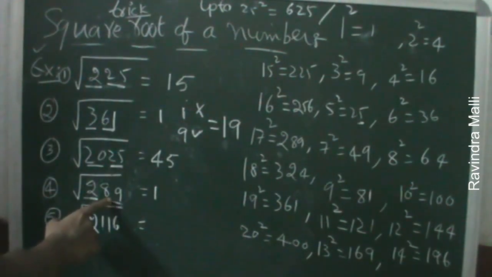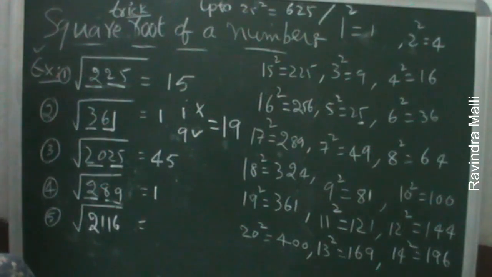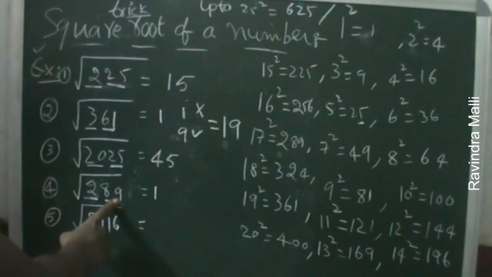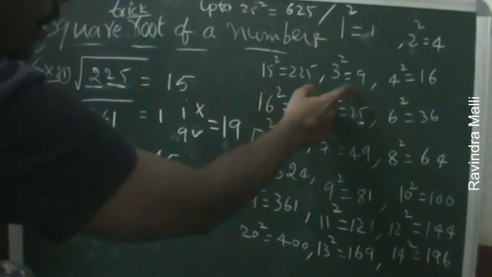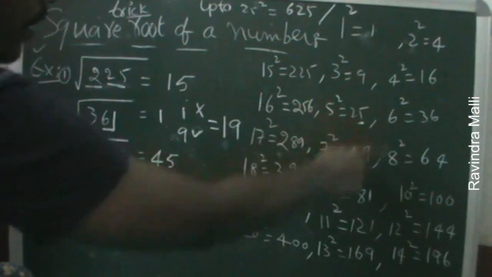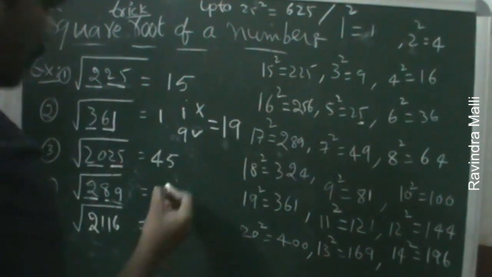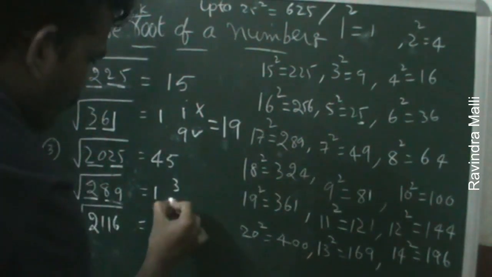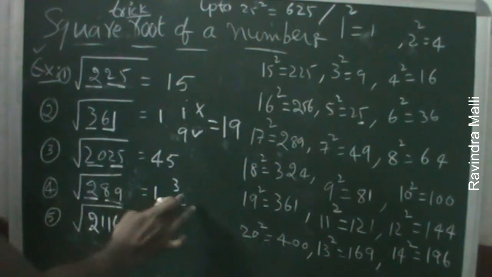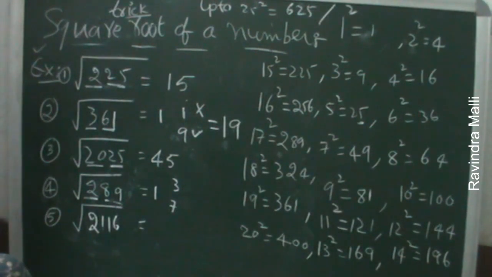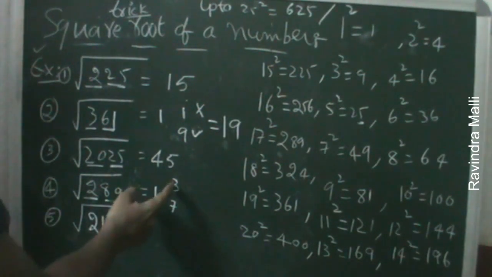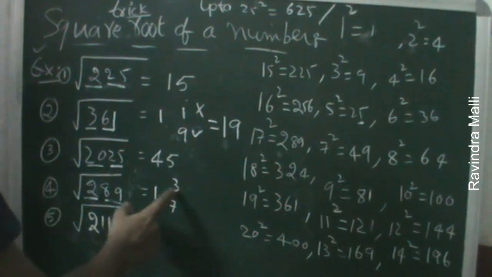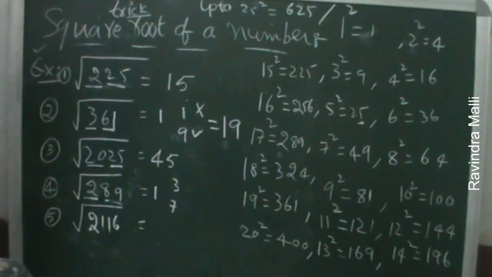And find the square root of 89. Here you see the last digit is 9. From 1 square to 10 square, where are we going to get the 9 value? It may be 3, 3 square is 9, or 7, 7 square is 49. Among these two combinations, which is more convenient for this number? Either 13 or 17.